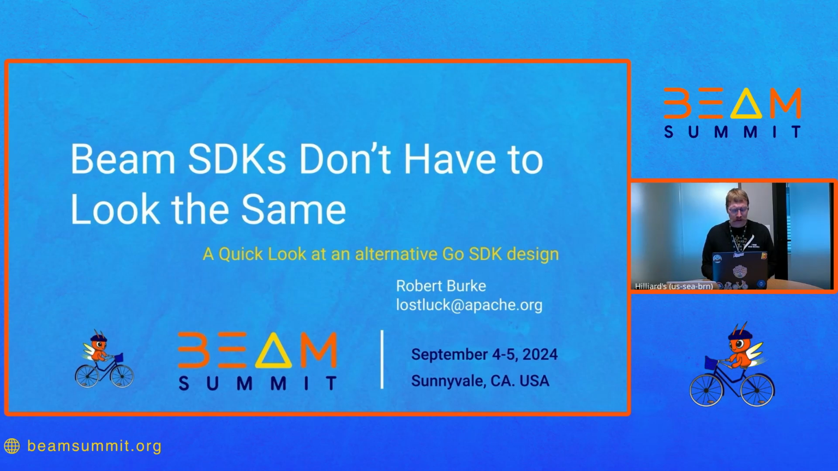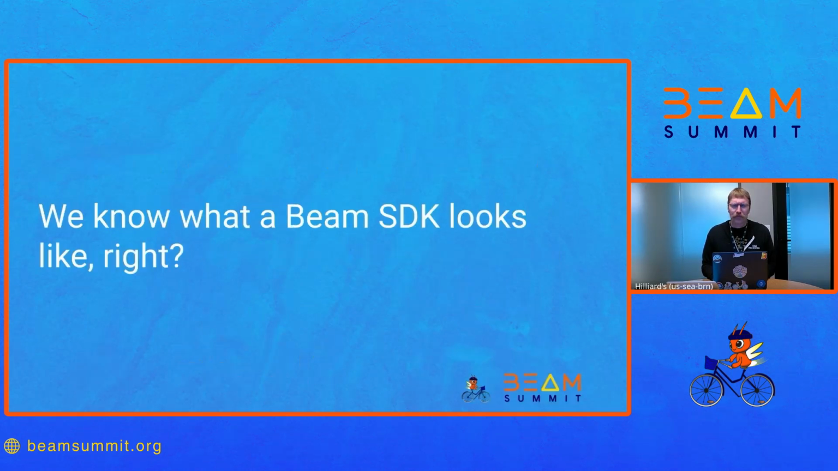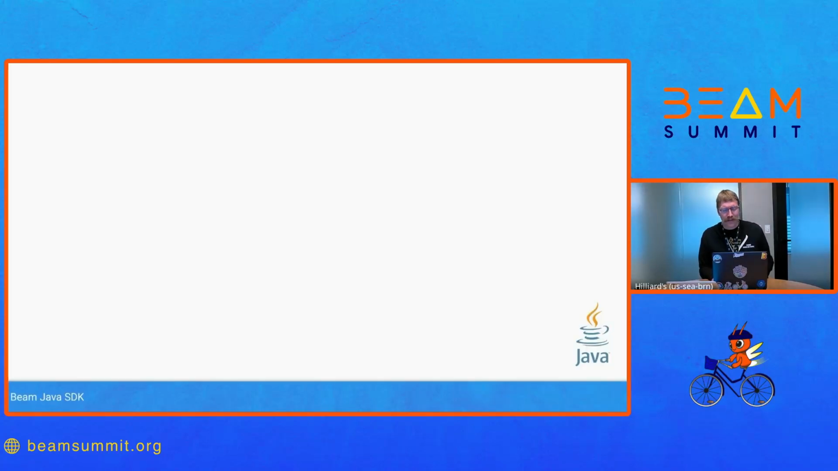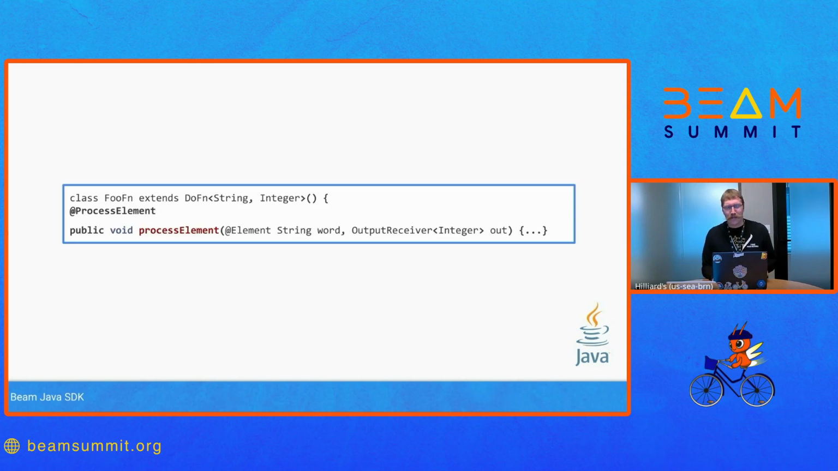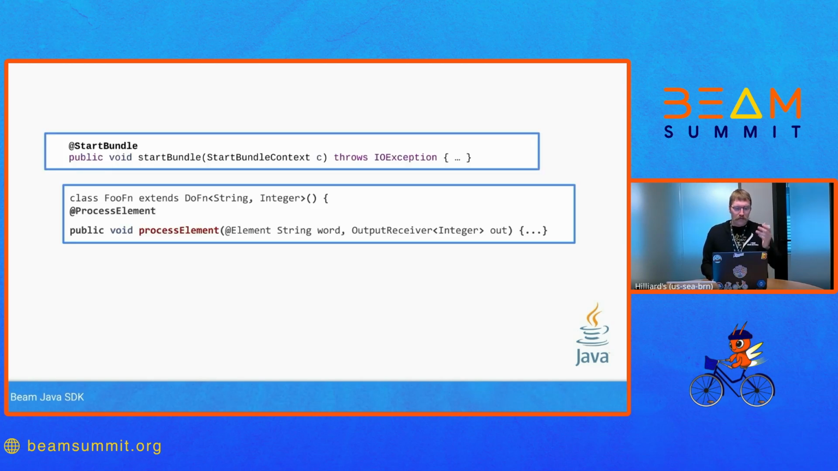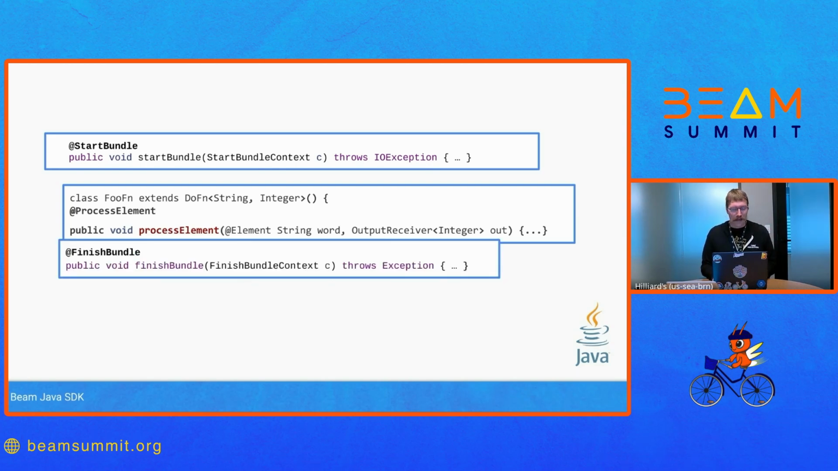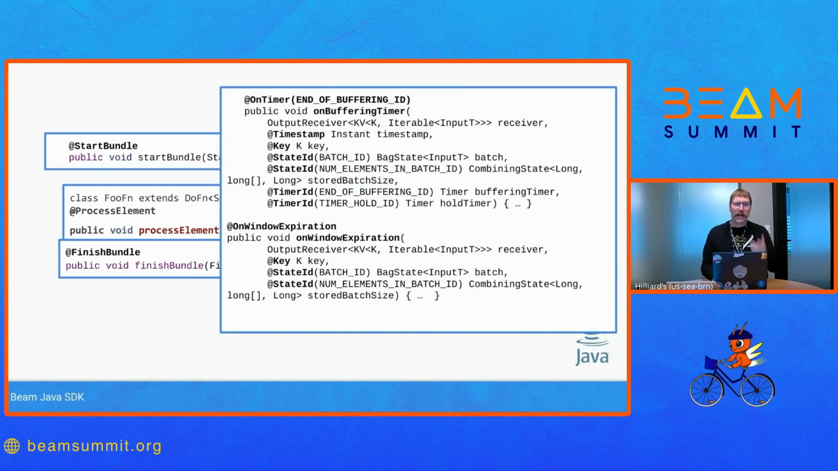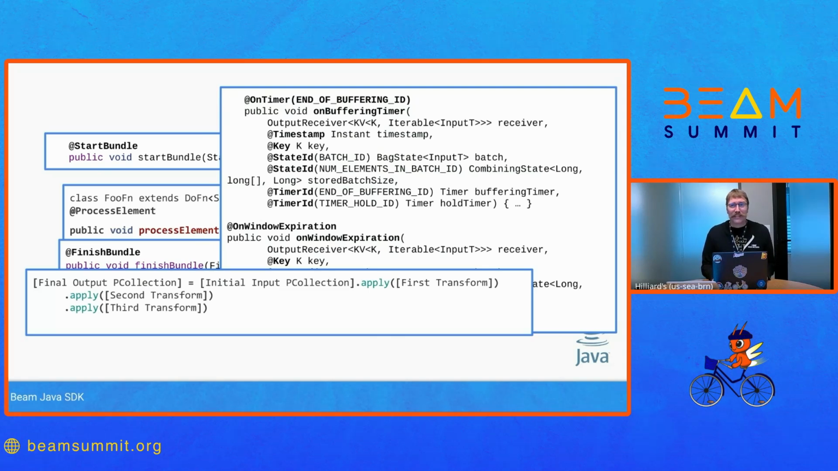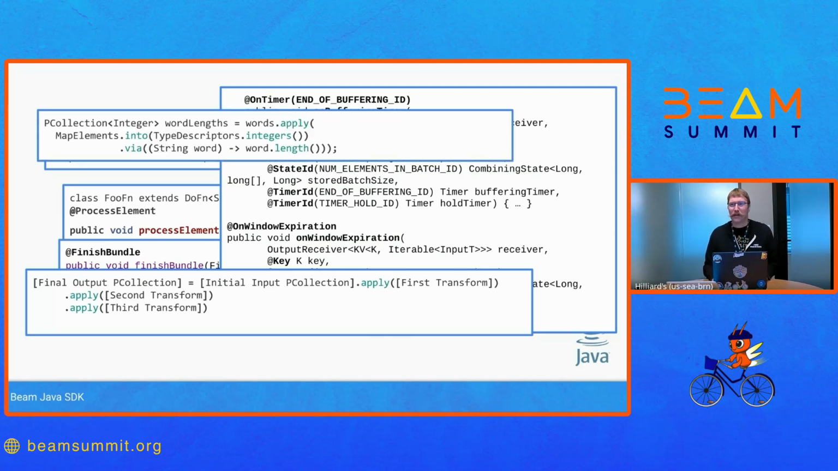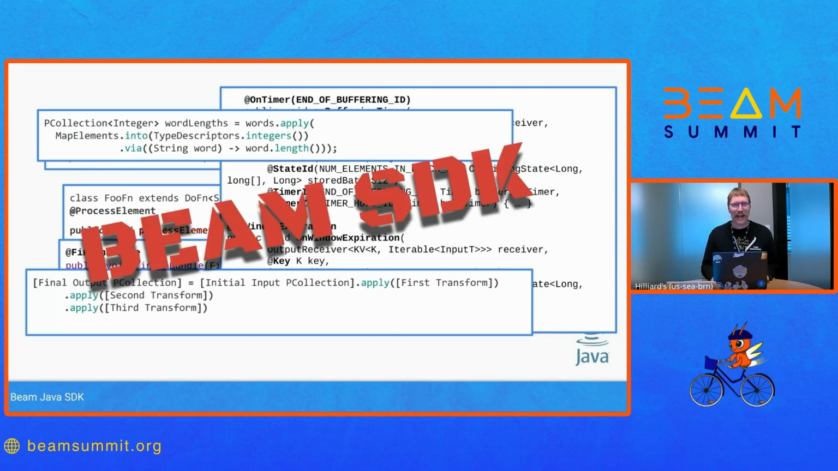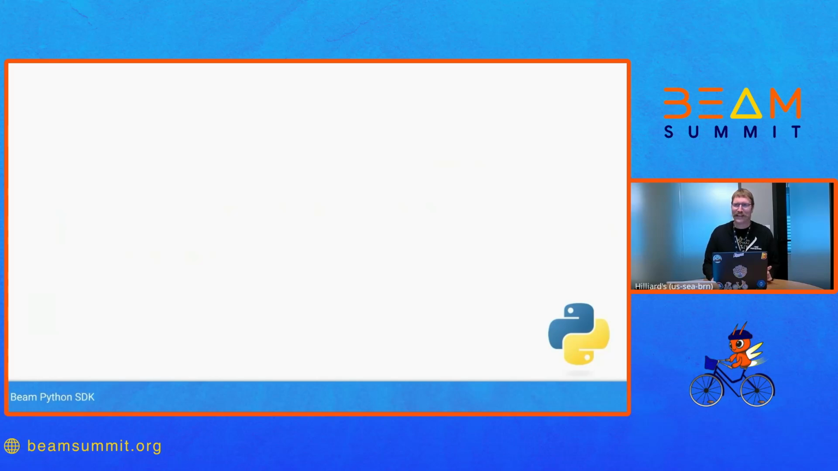Let's get started. But before we really get going, we know what a Beam SDK looks like, right? Let's take a look at Java. You have some kind of way of processing each element as it comes into the worker, some way of specifying things that you can start the bundle with, and finish the bundle with, as lifecycle methods, some way of accessing a bunch of per element metadata or specify different kinds of callbacks, a way of plugging everything together into a pipeline graph, maybe some kind of convenience functions for lighter weight functions. Bing, bang, boom. Beam SDK. We know what a Beam SDK looks like, right?